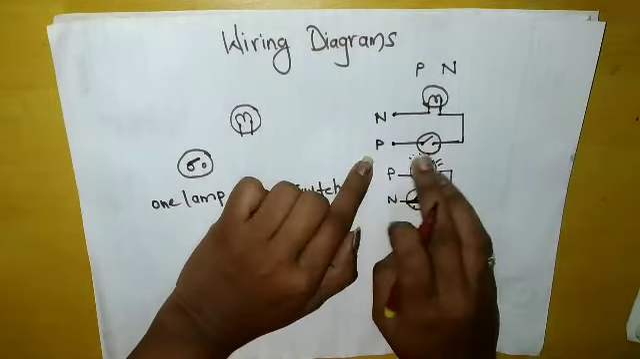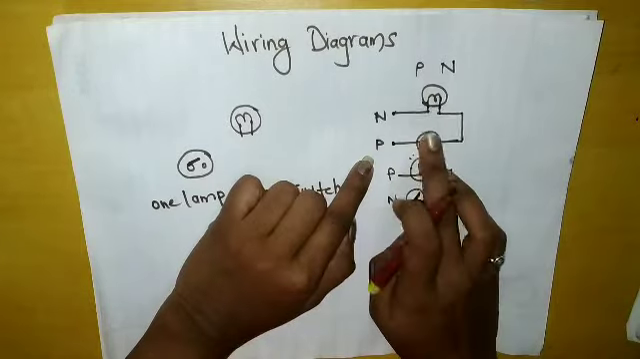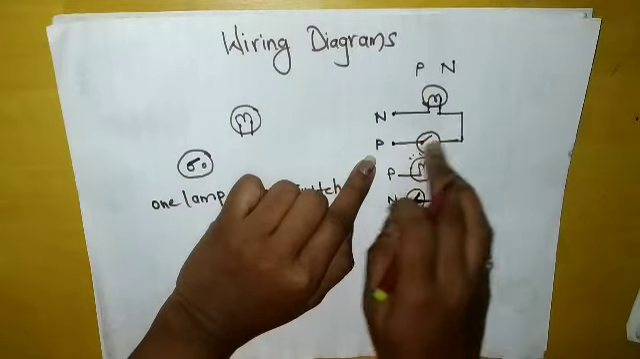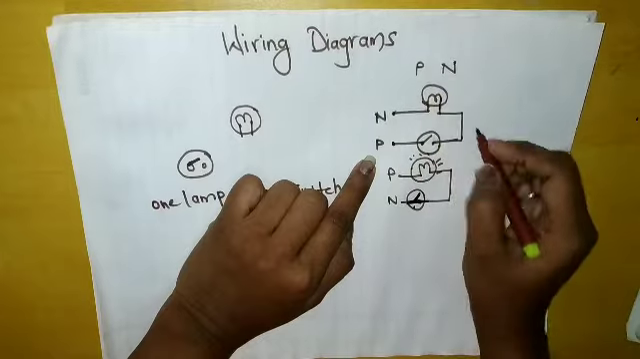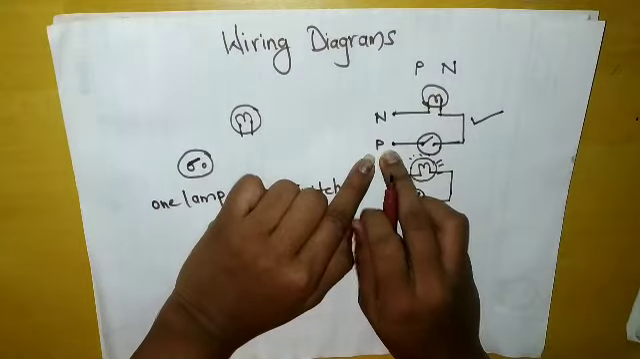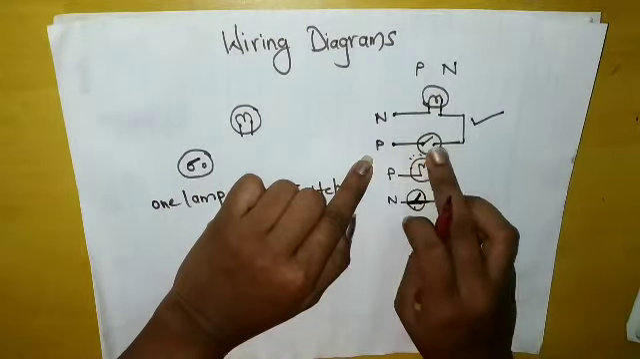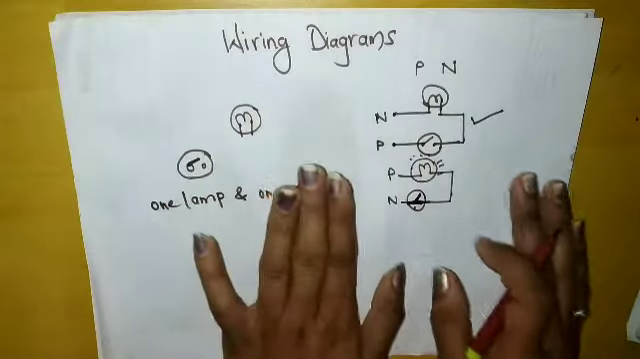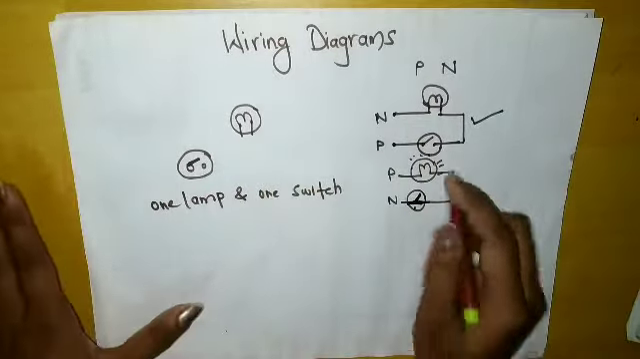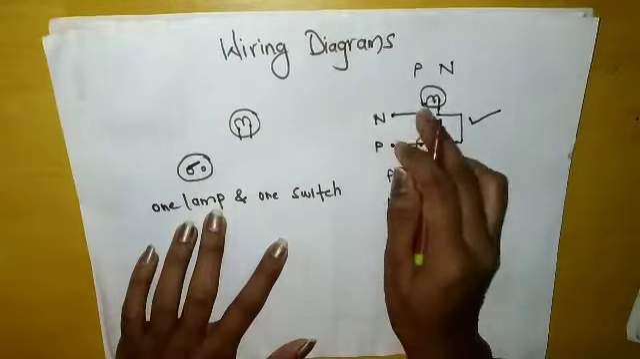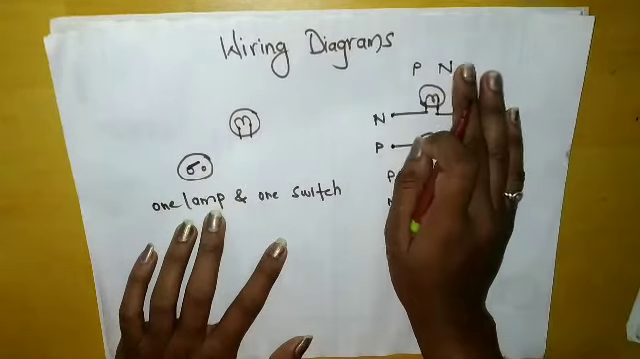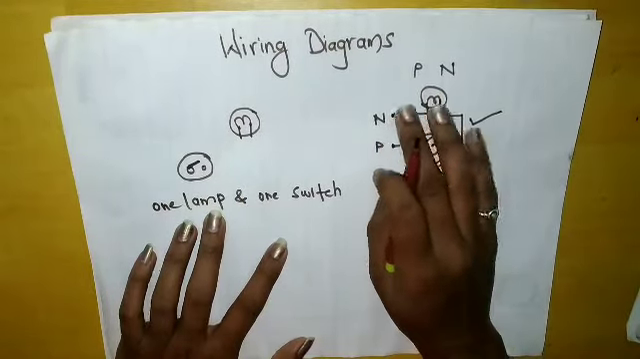So the phase is given to the switch. Whenever we turn on the switch, the current will flow here. So this is the correct way. Just remember, phase is always given to the switch. Further diagrams are also easy. Just remember, phase is given to the switch, and our appliance will glow whenever it gets phase and neutral.